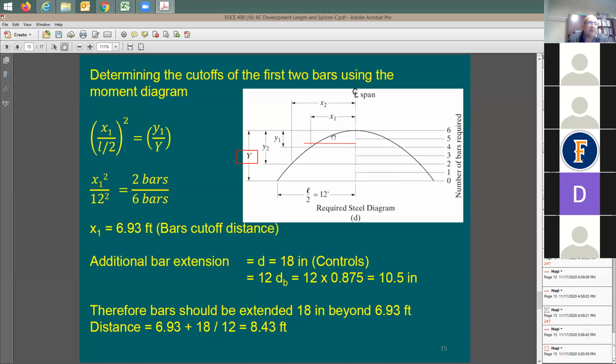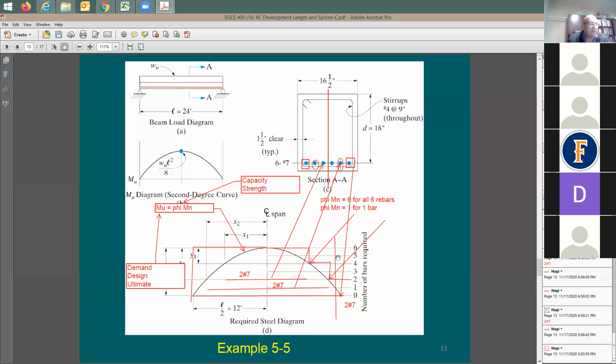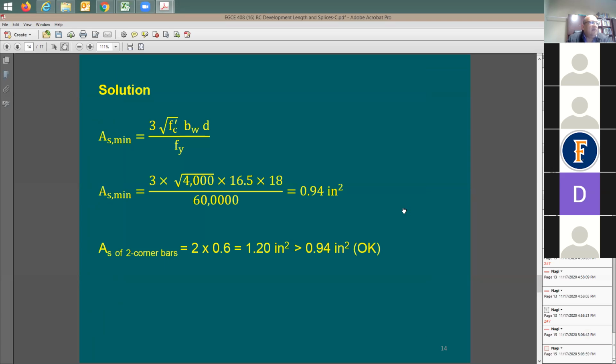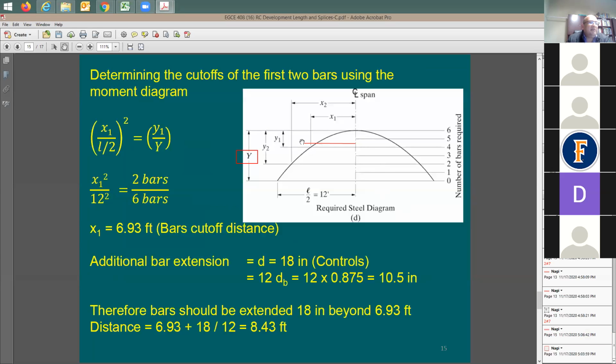Because of the demand capacity curve or diagram that I just made here, you can say, let me compare this length with L sub D needed. If L sub D needed is going to be more than 8.43 feet, I need to follow this L sub D. Meaning I'm going to be doing one analysis based on stepping of the demand capacity, and the other one's going to be based on L sub D, and of course we will be taking the larger of the two.